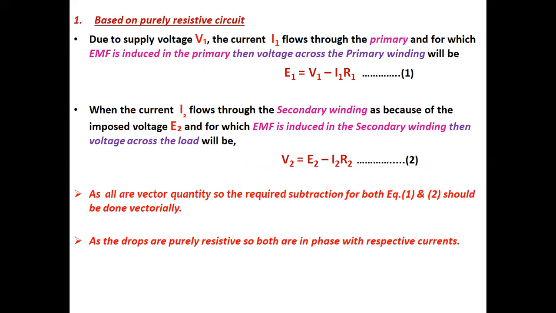As all are vector quantities, the required subtraction for both equations 1 and 2 should be done vectorially. As the drops are purely resistive, both are in phase with the respective currents.